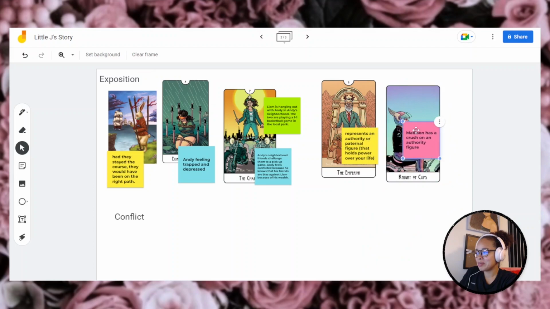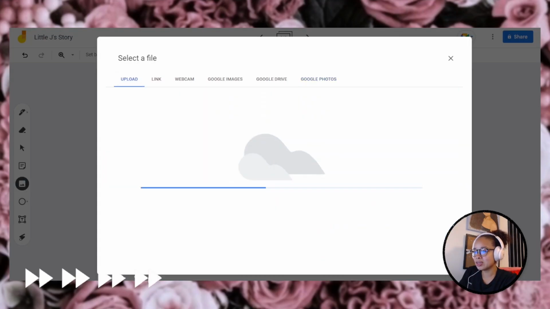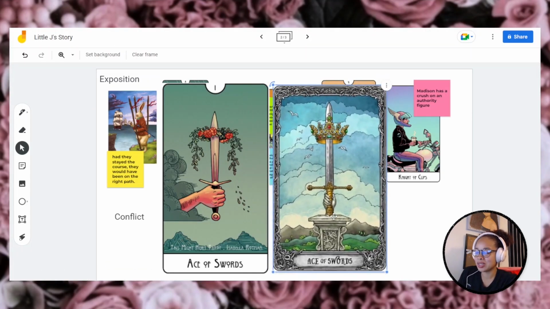So let's see, maybe I'm wrong. Next card is Ace of Swords. The swords are supposed to represent truth, something like that, like truth, knowledge, intellect. And I believe I remember that if they're standing straight up, that means something good.